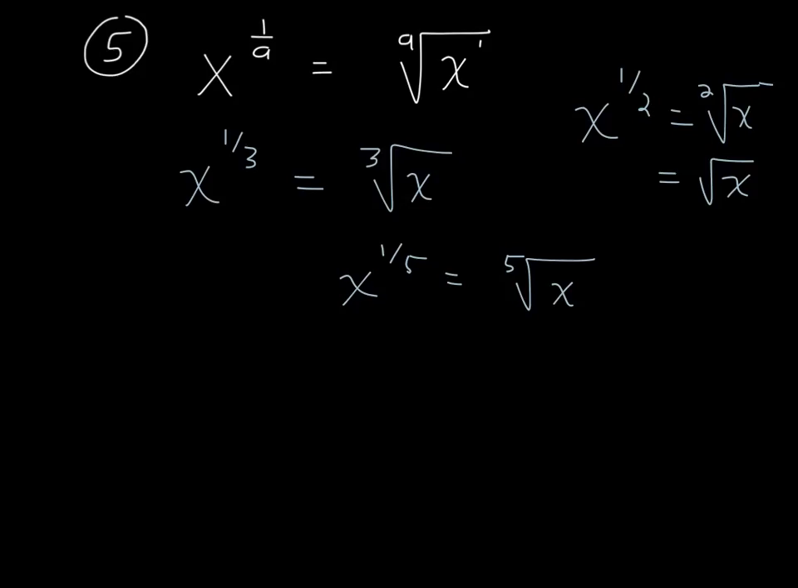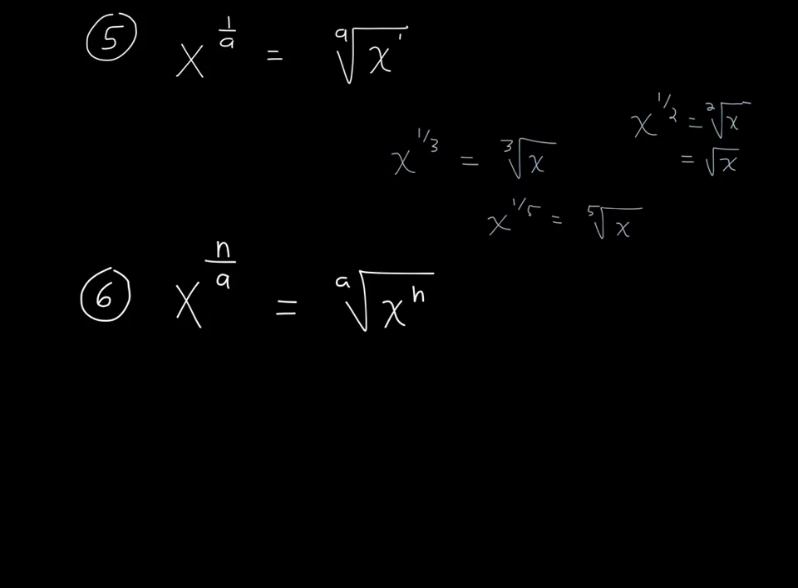Okay, well, what if the numerator is not 1? Well, the numerator simply becomes the power of x. So let's take a look at x to the 2/3. Okay, this would be the same as the cube root of x squared.